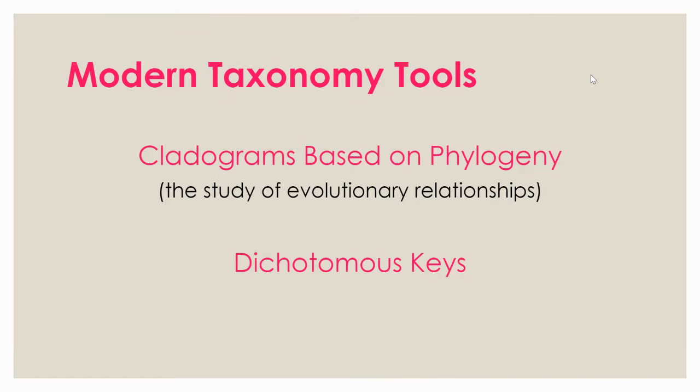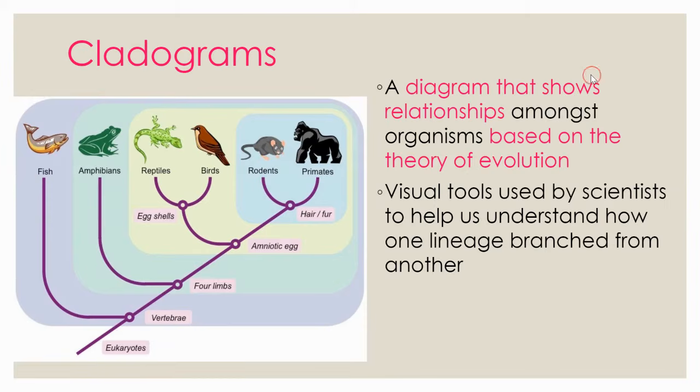This week you're going to learn about modern taxonomy tools of cladograms and dichotomous keys, and you're also going to learn some vocabulary that will help you next week when we talk about animal classification. But in this video, we're just going to focus on the cladograms and the dichotomous keys. So here we go. What is a cladogram?